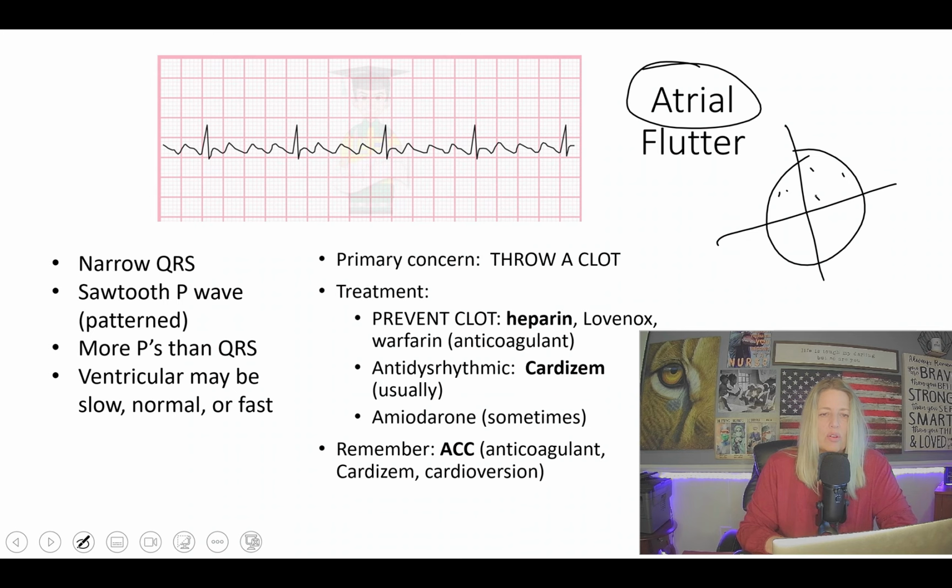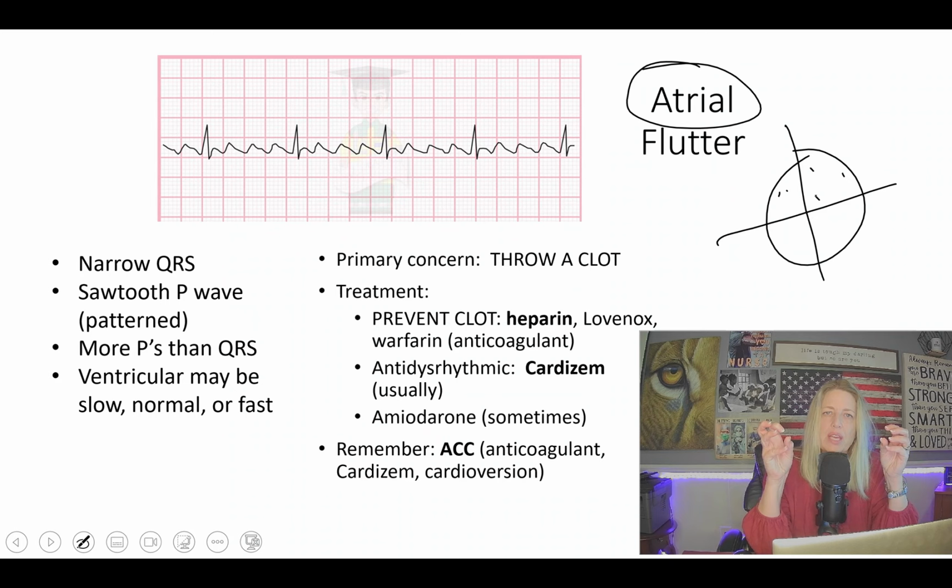Now, I'm not going to talk about the pathology of atrial flutter and atrial fib. It's rather complicated. What I want you to know is that the atria are firing too fast. Okay, the atria are firing too fast. And in a flutter, it's firing too fast for one reason. In a fibrillation, it's firing too fast for another reason. But they're both where the atria are firing too fast.